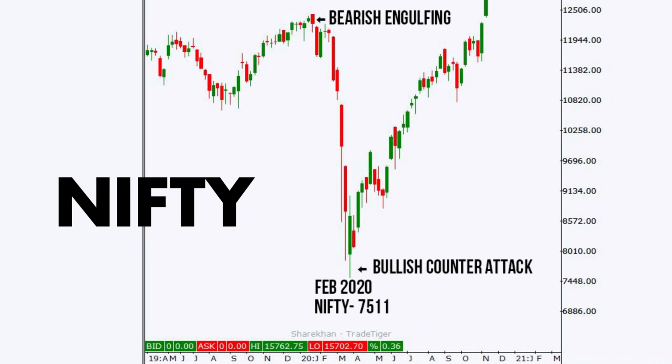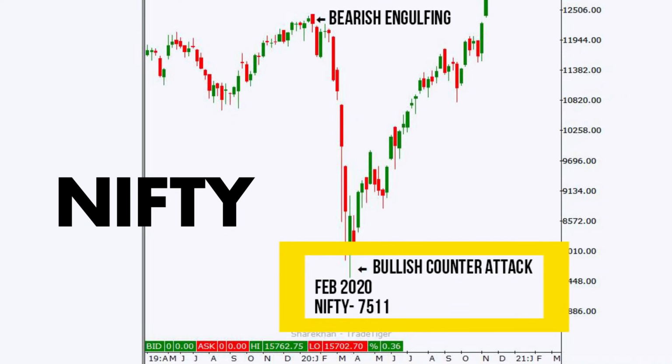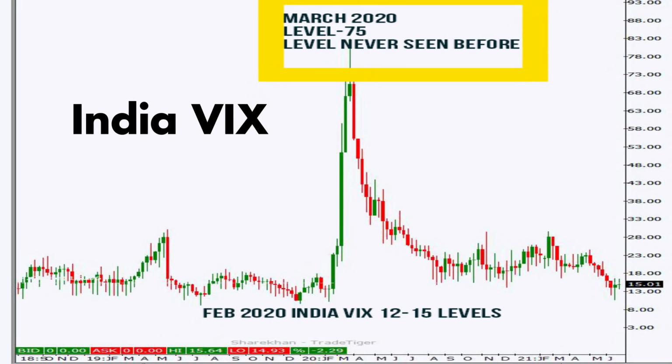And just when the markets hit the bottom of 7511 on March 2020, you can see India VIX was trading around a whopping 75 levels, a level never seen before. However, this was a signal to be greedy and enter the markets on observing any bullish candlestick reversal signal.